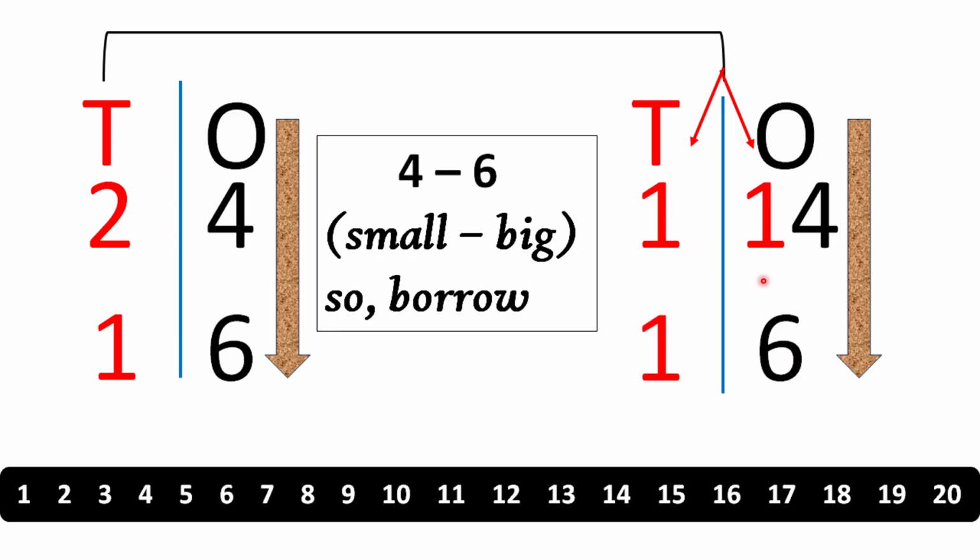And here 1 ten, 4 units minus 6 units, 14 minus 6 using the number line, 8. So 0 tens and 8 units, that is 8. Any number minus the same number is 0, so 0 tens, 8 units, 8.